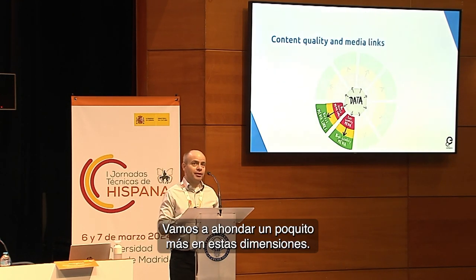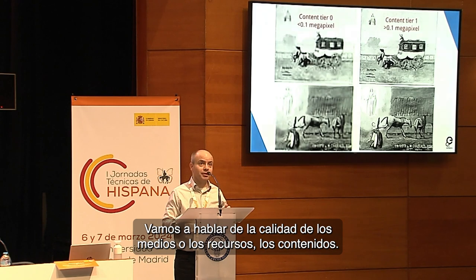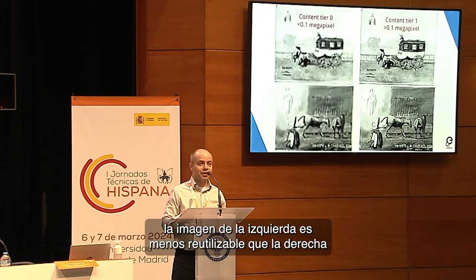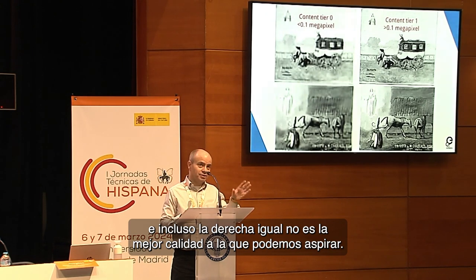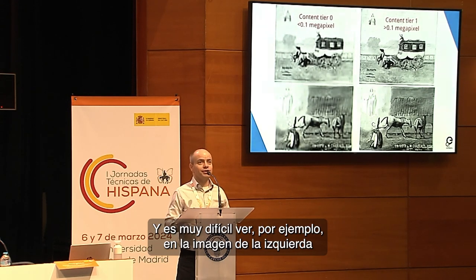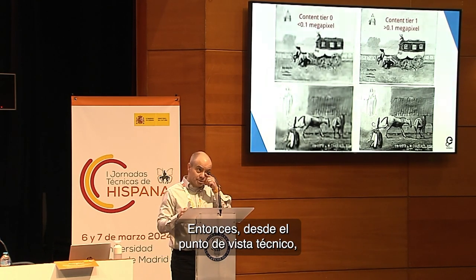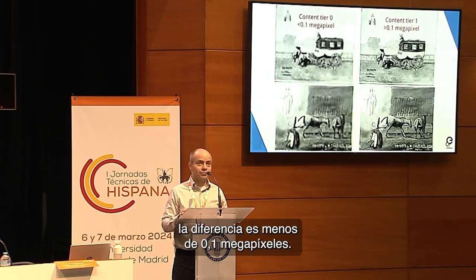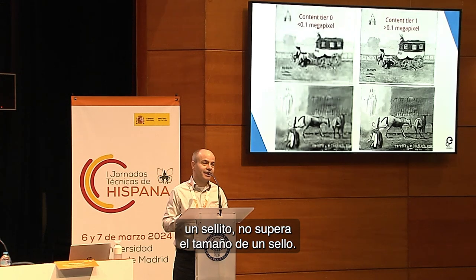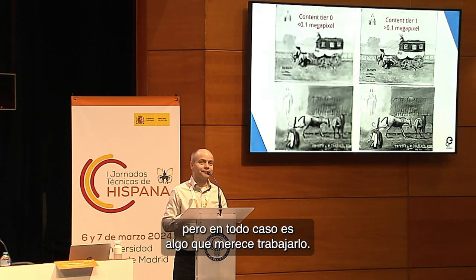Let's take a closer look at some of those dimensions. Look at the media quality. I hope you would agree with me that the left picture would be less usable than the right one. And even the right one is not really of the best possible quality we can have. But what we see on the left is still something we can find in Europeana these days, where it's very difficult to actually see what the item is. From a technical perspective, this is smaller than 0.1 megapixel. So on the Europeana website, this looks like a stamp. It's nothing more than a stamp. And this is old data, we know it, but something we actually have to work on.